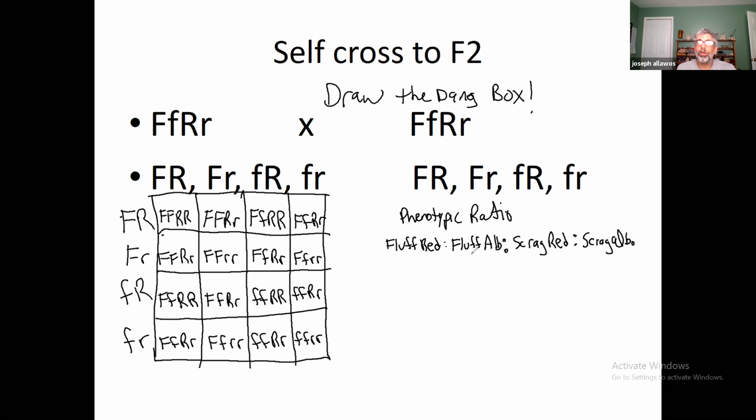Now you see why you don't need to switch the letters around, right? Because think about it, a fluffy red squirrel and a red fluffy squirrel are the same thing, right? So don't switch the letters around. Now all you have to do to figure out this ratio is go through each box and figure out how many are fluffy and red, how many are fluffy albino, how many are scraggly red, how many are scraggly albino. So fluffy and red are both dominant. And what does that mean? It has to have at least one big F, could have 2, has to have at least one big R, could have 2.